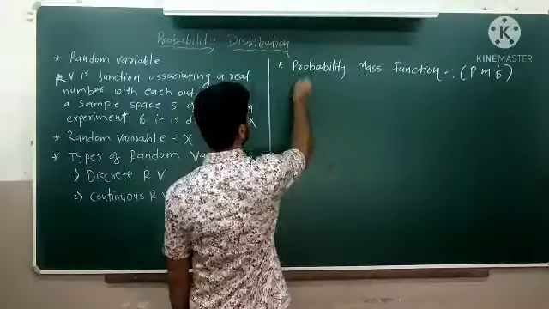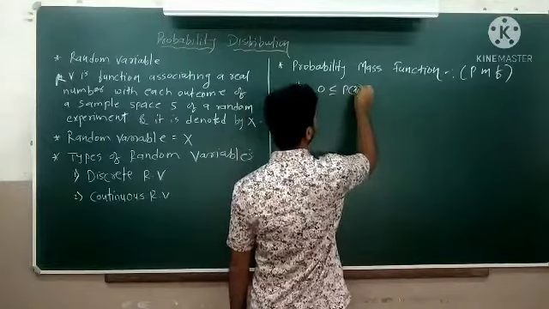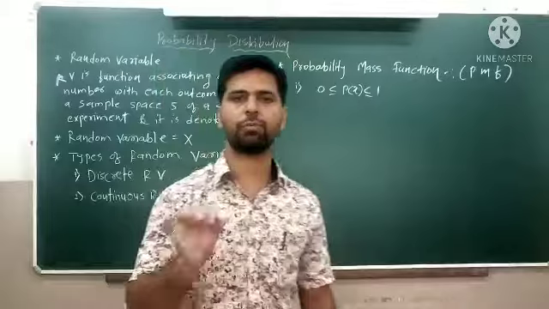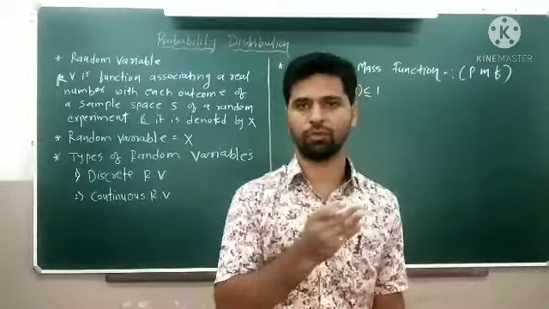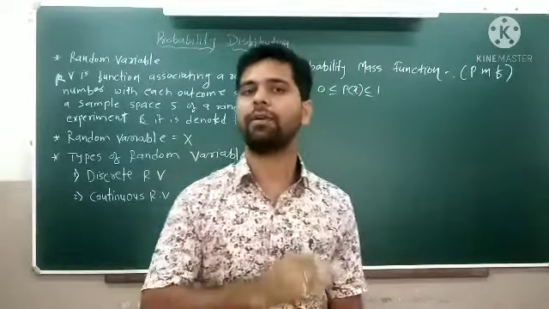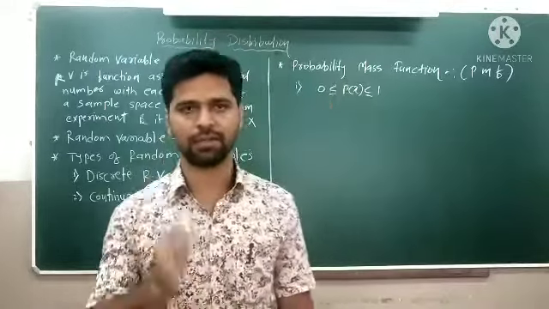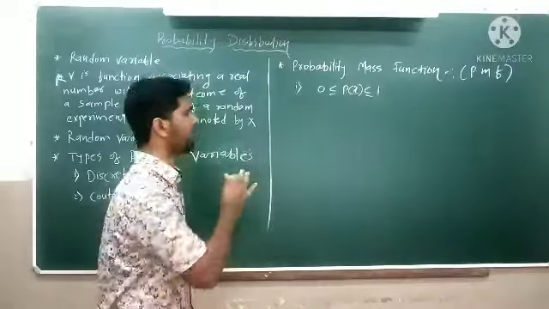The first condition is that every probability should belong between 0 to 1. Every probability should belong between 0 to 1. It should not be less than 0, it should not be negative, and it should not exceed 1, right? Even 1.1 is not accepted. Okay? So every probability should belong between 0 to 1.